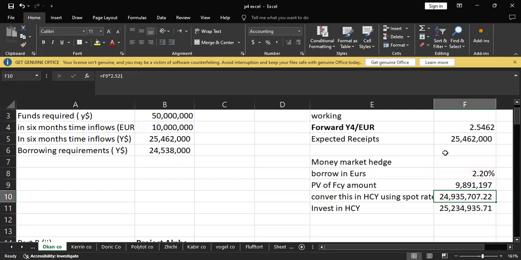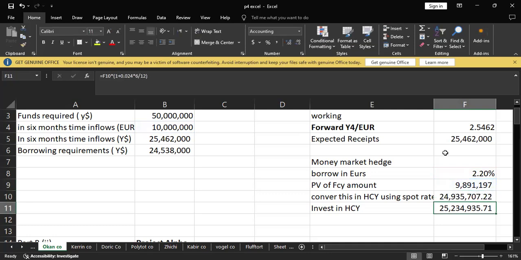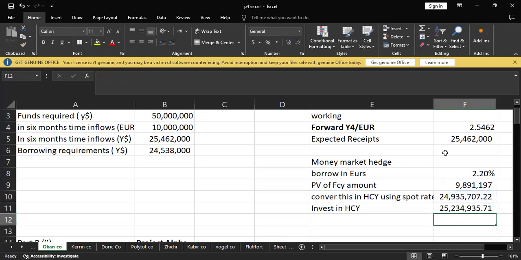The second step is to convert this foreign currency into home currency using the spot rate. This was the foreign currency present value, and the 2.521 spot rate was given, so you will convert this into your home currency. The third step is you will invest this. Remember, investment is in your home currency, so you will choose the lending rate of your home currency. The dollar lending rate was given as 0.024, but again this was an annual rate, so you will convert it into 6 months.